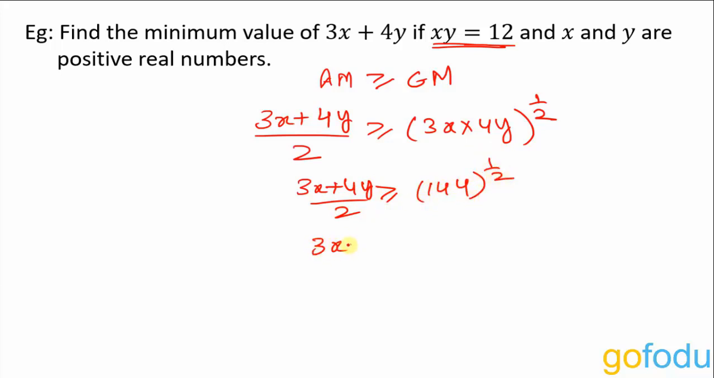So 3x plus 4y is nothing but, this 2 will get transposed to the right. Root of 144 is 12 only. 2 times 12 is 24. Easy, isn't it? Next question.